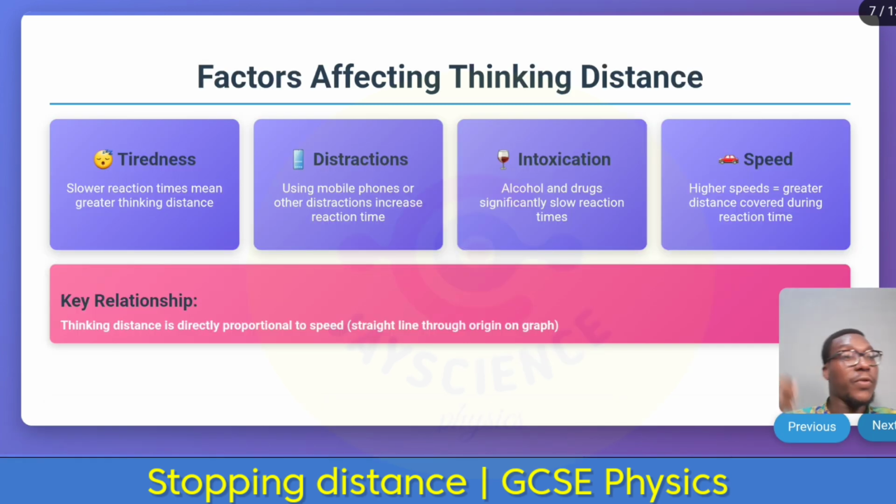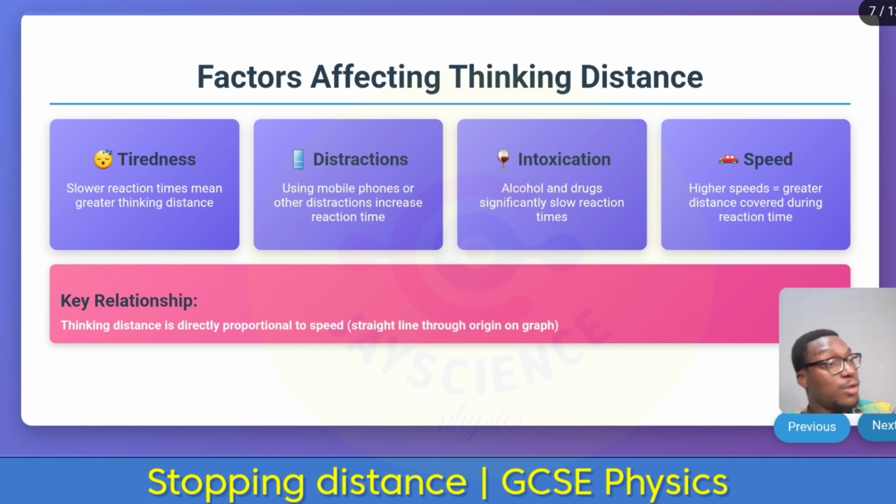Remember, we gave a range for the reaction time, or the thinking distance in this case. And we said it varies from person to person. Why? Because there are a couple of factors that affect that. Number one, tiredness. Now you notice that when you're tired, your enthusiasm, your level of alertness will drop. And this is not just the case for drivers, just generally for human beings. When you're tired, you will have slower reaction times.